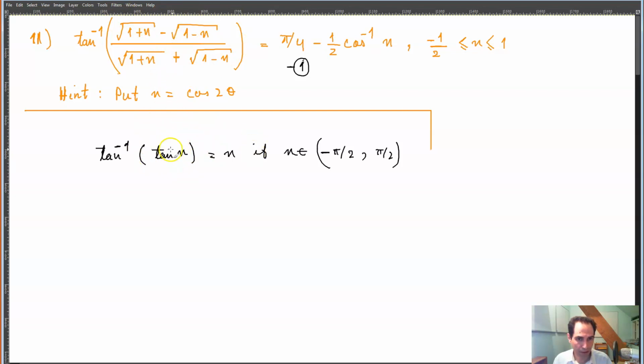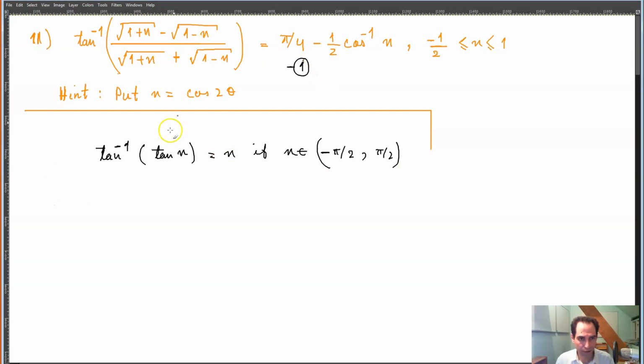some angle, and that angle has to belong to this interval, and then you can write it as x, and then hopefully that x will be equal to the expression on the right hand side, and then you'll have proof that the LHS is equal to RHS, right?